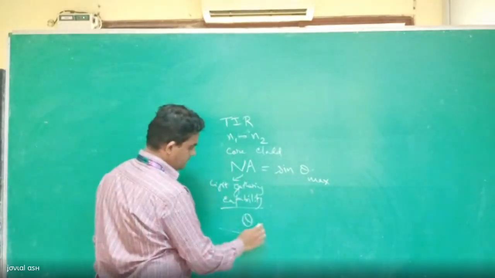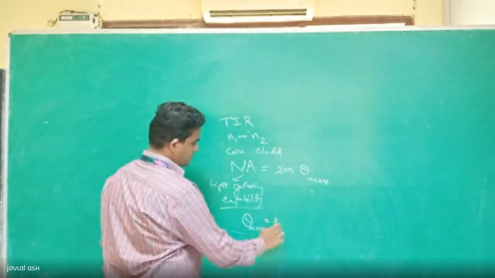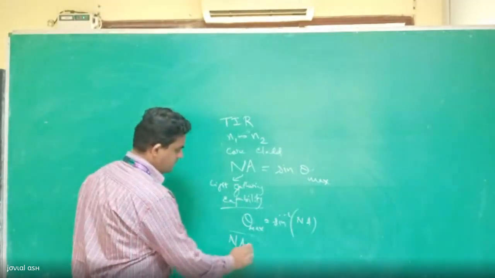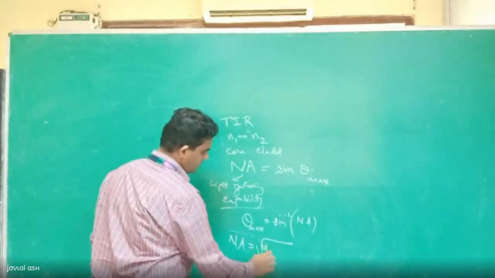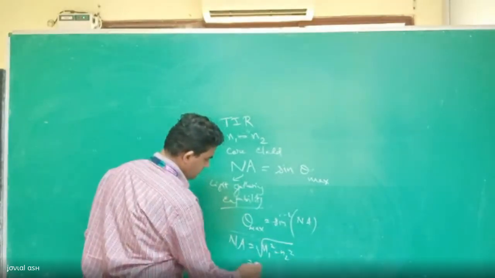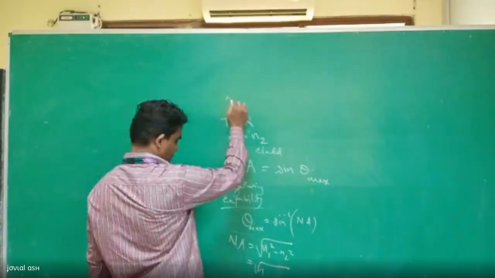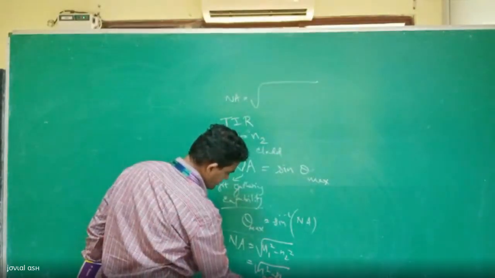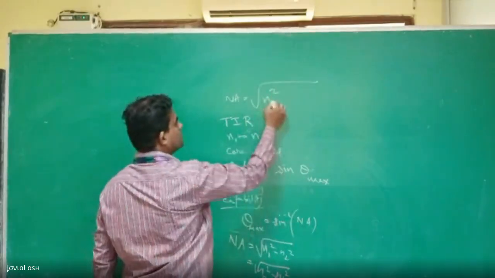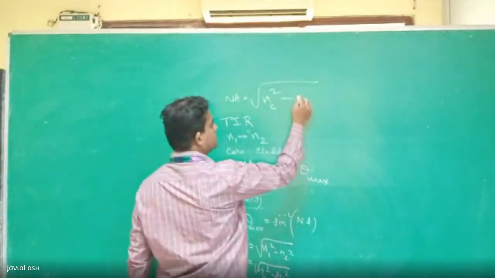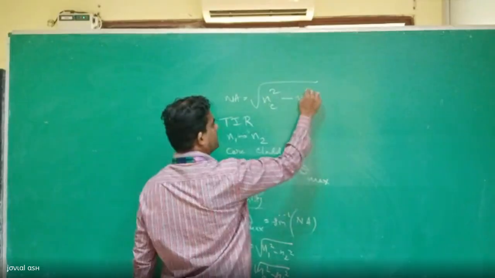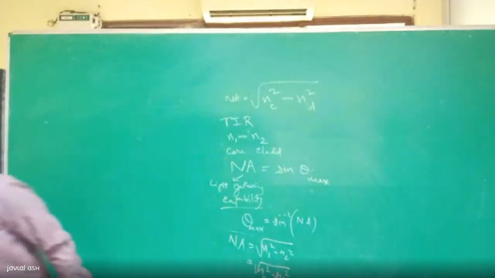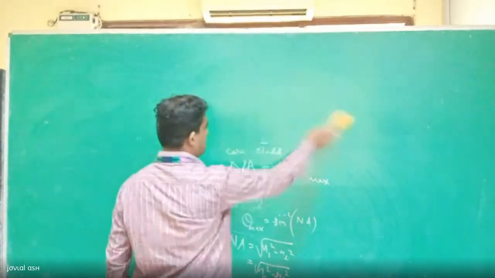Or theta will be equal to sin inverse of the numerical aperture. If n1 and n2 are given, the numerical aperture is the root of n1 squared minus n2 squared, that is, the root of core index squared minus clad index squared. So don't forget these things too. Then we come to the next topic.